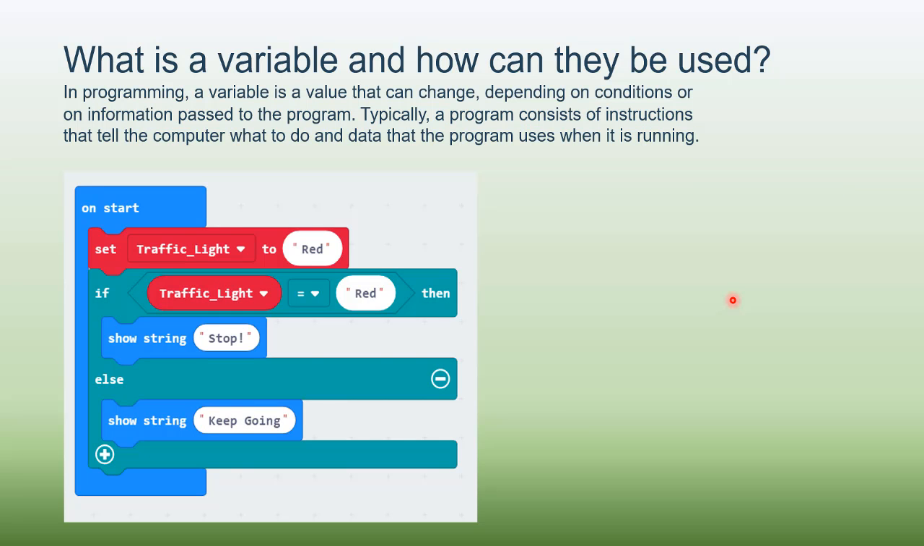Okay, what is a variable and how can they be used? The other thing that we were going to talk about was variables, and I snuck one in the traffic light one. In programming, a variable is a value that can change, and it depends on conditions or information passed to the program.